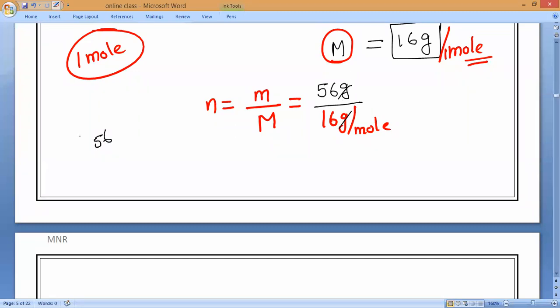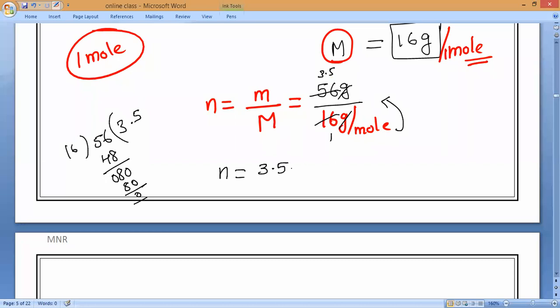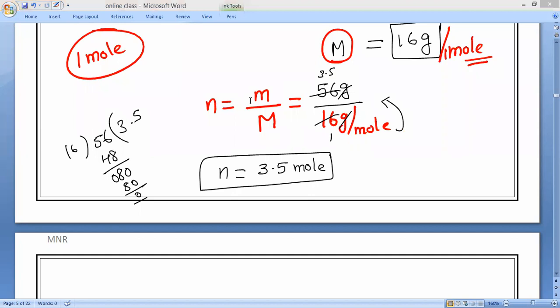So now if you solve 56 by 16, 16 threes are 48. How much is remaining? 8. So 80, so 0. 16 ones are 16, 3.5. So n is equal to how many moles? Moles will go up. It is equal to 3.5 moles. Is it right or wrong? So if I give you 56 grams of methane, it has 3.5 moles. Hope everybody understood.